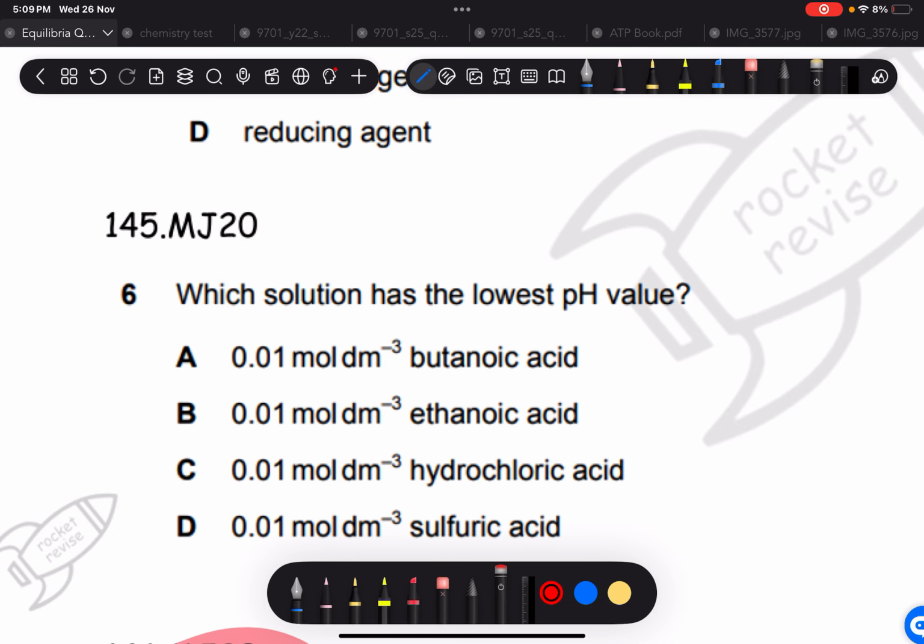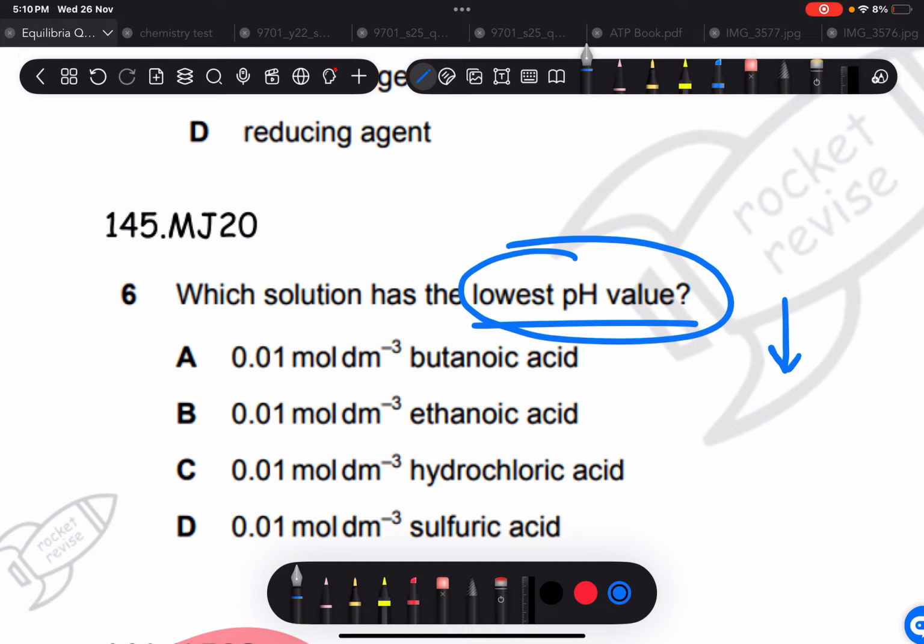Okay, so pH value, you know what it tells? It tells your hydrogen ion concentration. Basically, the lower the pH value, the more H plus ions you have in a solution. So we're looking for a solution that has the lowest pH value. That means we're looking for a solution that has the highest H plus ion concentration.